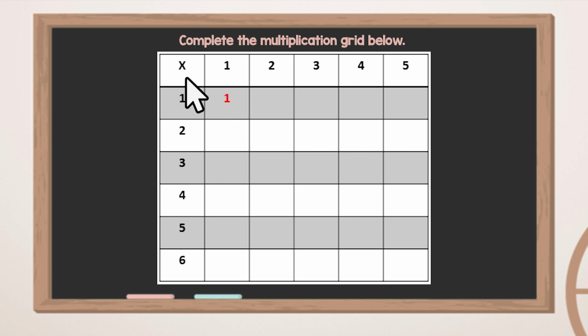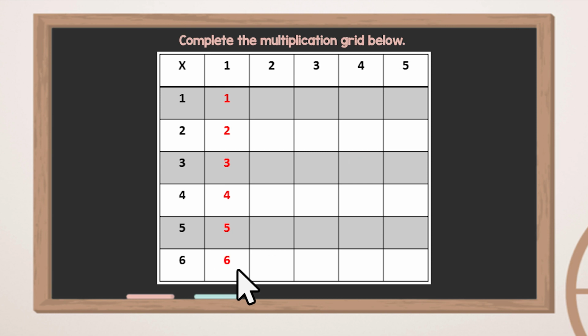1 multiplied by 2 will give us 2. 1 multiplied by 3 will give us 3. Do you see the pattern? Row times column will give us the answer. Let's go. Row 1, column 4. 1 multiplied by 4 will give us 4. Row 1, column 5. 1 multiplied by 5 will give us 5. Row 1, column 6. 1 multiplied by 6 will give us 6.